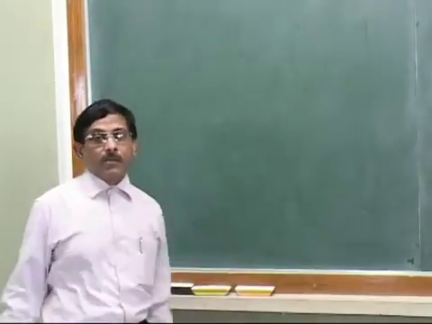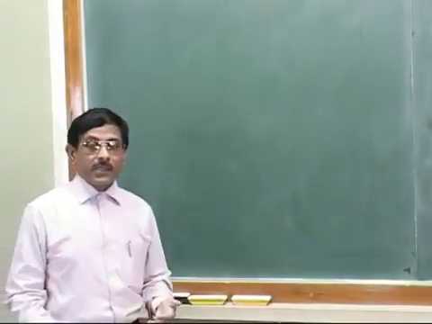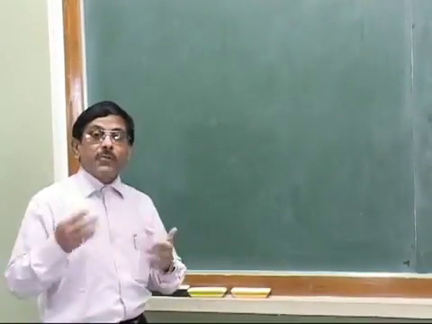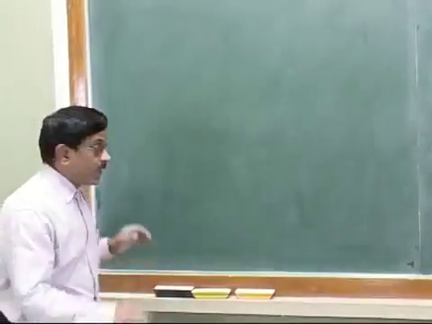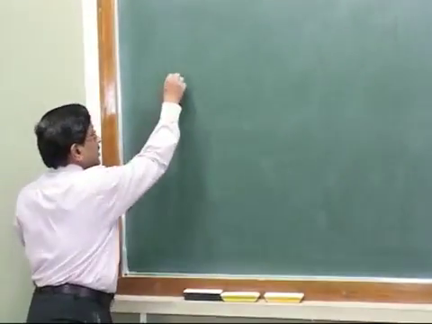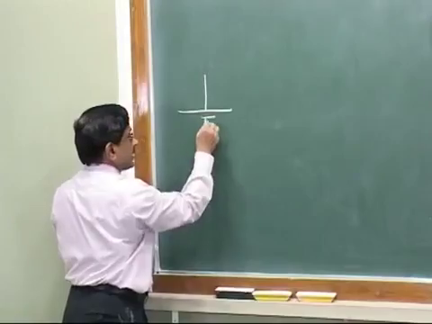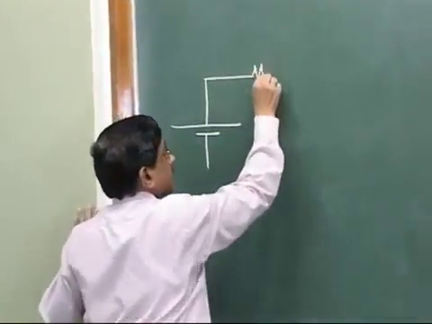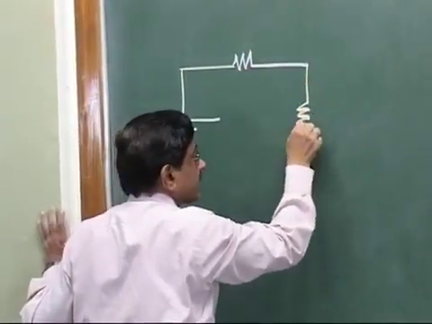I take a very simple problem for another illustration of the use of these 5 steps of Thevenin's theorem. So we take a simple problem here. I just take one voltage source here, say, or a circuit like this.